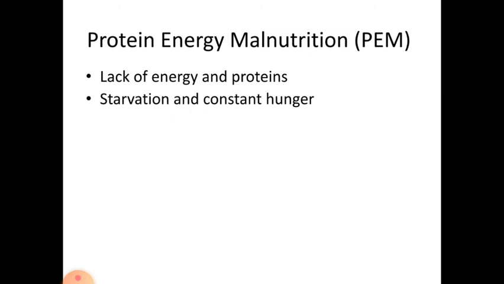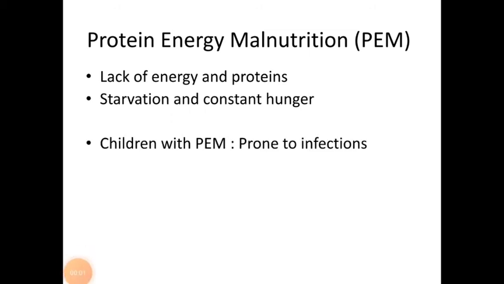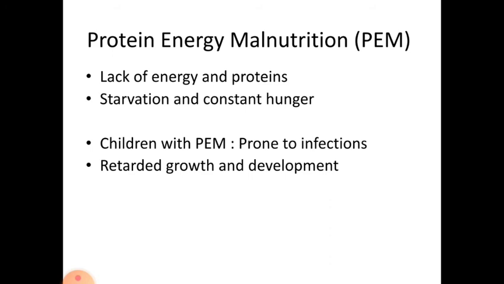If carbohydrates are deficient, proteins are used for energy. But if both are deficient, the health of the individual will deteriorate and it leads to many diseases. The children with PEM are prone to infections and other deficiency diseases. They are quite retarded in growth and development. However, other symptoms may vary with age and conditions of the child.